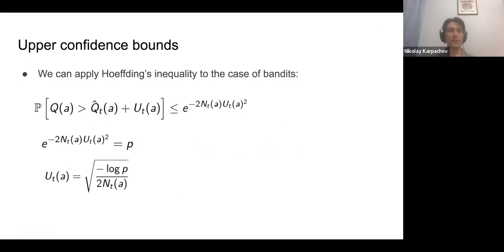Okay, so that's how we select upper confidence bound. And upper confidence bound is the value that is higher than our Q function in 95% of the cases. So it's kind of a 95% quantile for the distribution of Q values.